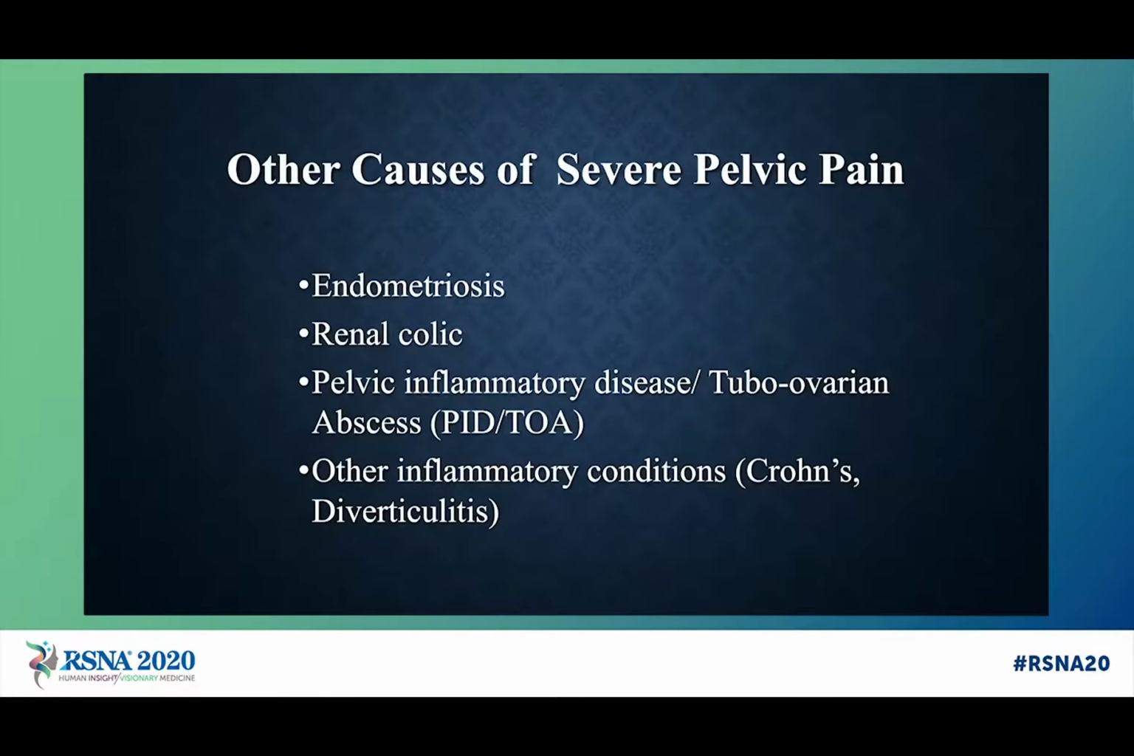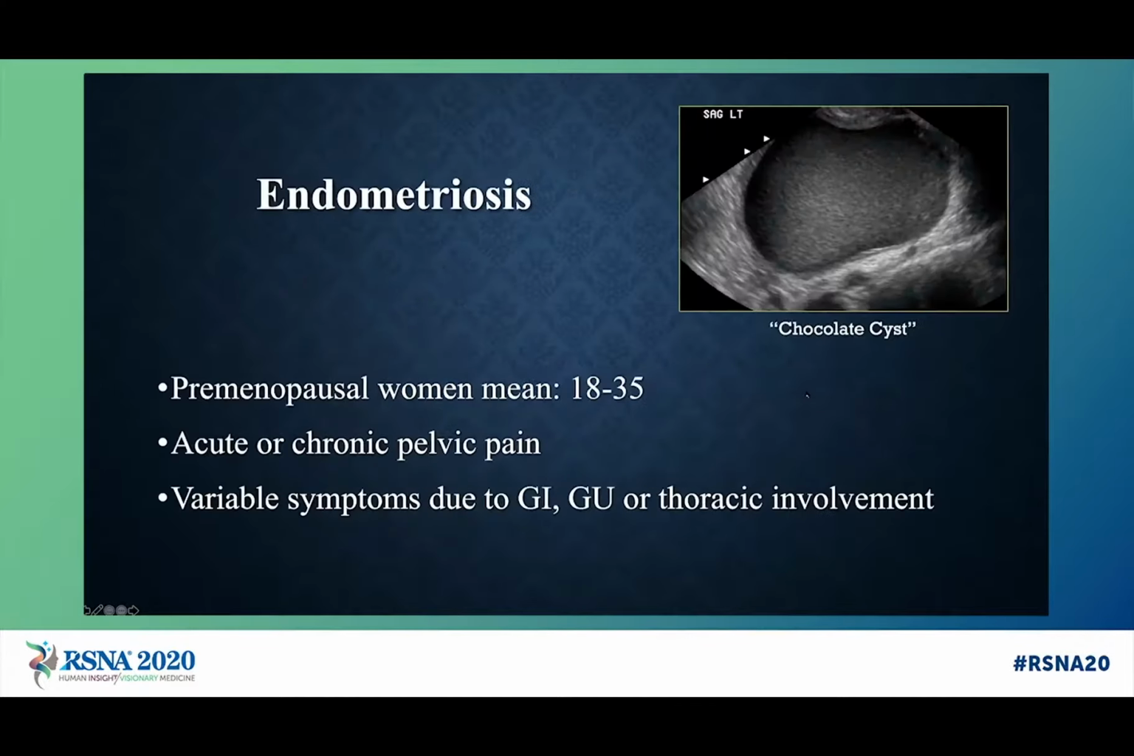Other causes of severe pelvic pain include endometriosis, renal colic, pelvic inflammatory disease and tubo-ovarian abscess, as well as other inflammatory conditions including Crohn's disease and diverticulitis. Endometriosis typically presents in premenopausal women between the ages of 18 and 35 years of age. They may present with acute or chronic pelvic pain, and symptoms may be variable because they can be due to GI, GU, or thoracic involvement.